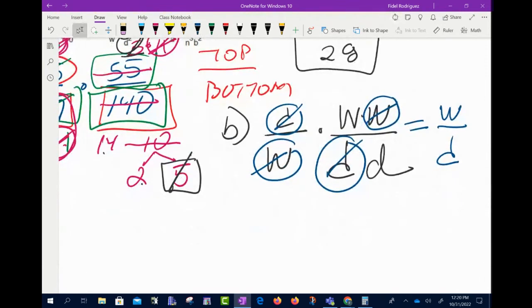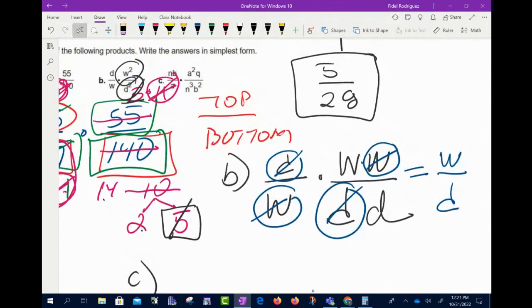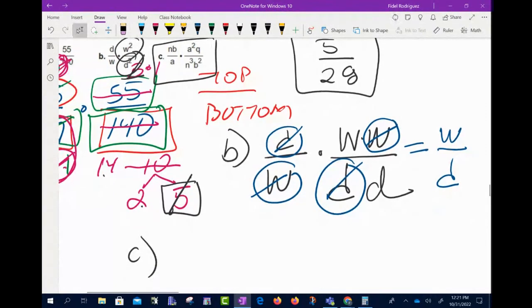All right, and there is a part C, so let me do part C again. I'm gonna go the same approach, y'all. Again, what I'm trying to show you here is how I would explain this to somebody who's in 5th grade or 6th grade or something like that, okay? So look, I have an N and a B on the top. I have an A on the bottom, okay?